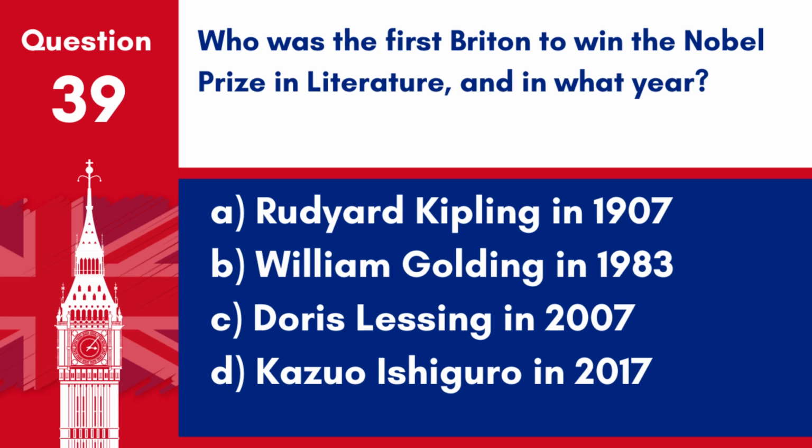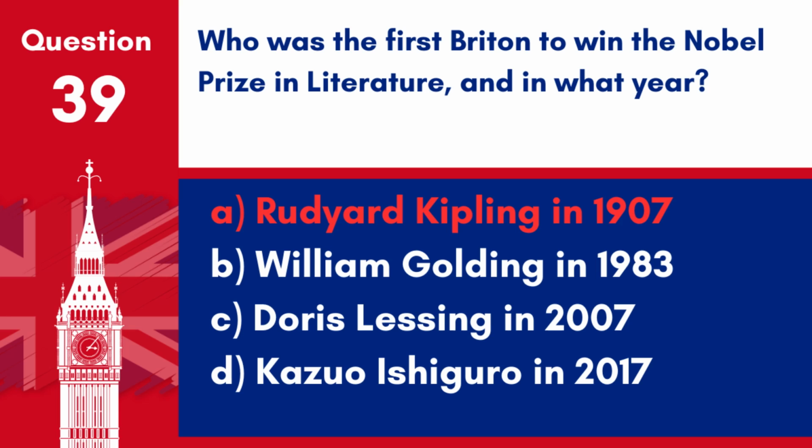Question 39. Who was the first Briton to win the Nobel Prize in Literature, and in what year? A. Rudyard Kipling in 1907. B. William Golding in 1983. C. Doris Lessing in 2007. D. Kazuo Ishiguro in 2017.